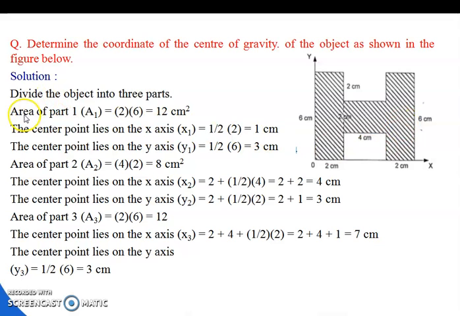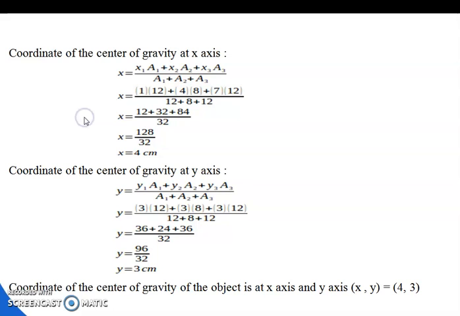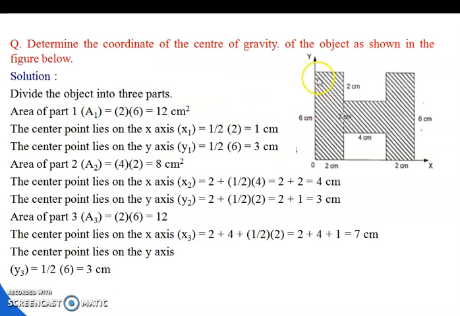First of all, we have to calculate the area of each part. So you can see the area of part 1, that means the area of this rectangular shape. How can we find it out? We find it by multiplying the width into depth, which is 2 into 6. That means 12. The unit is centimeter, so centimeter square. 12 centimeter square is the area of this section only. And the center point lies on the x-axis.